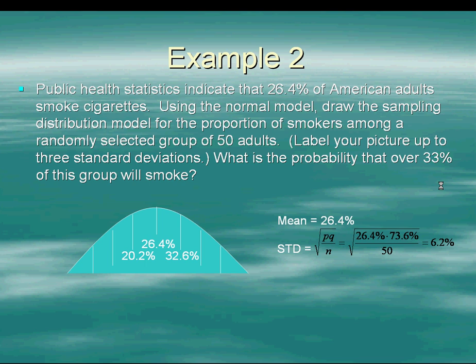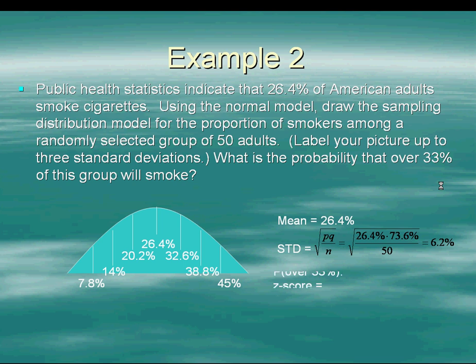The normal model rules tell us that 68% of the data are captured in that first standard deviation. If we go out a second standard deviation, we're down to 14% and up to 38.8%, excuse me, and we have captured 95% of the data in that interval. And if we go out one standard deviation again, we get 7.8% and 45% as the interval of numbers for that last standard deviation, and we have captured 99.7% of the data in that interval.